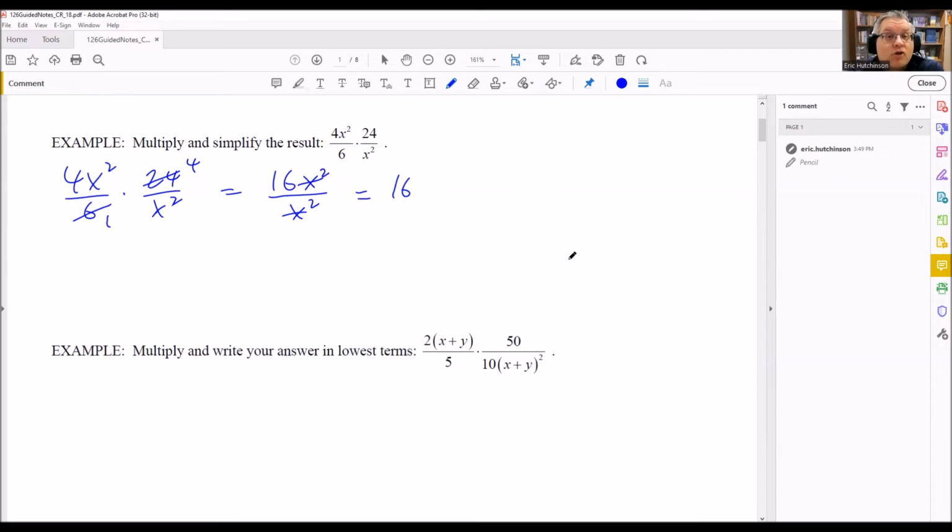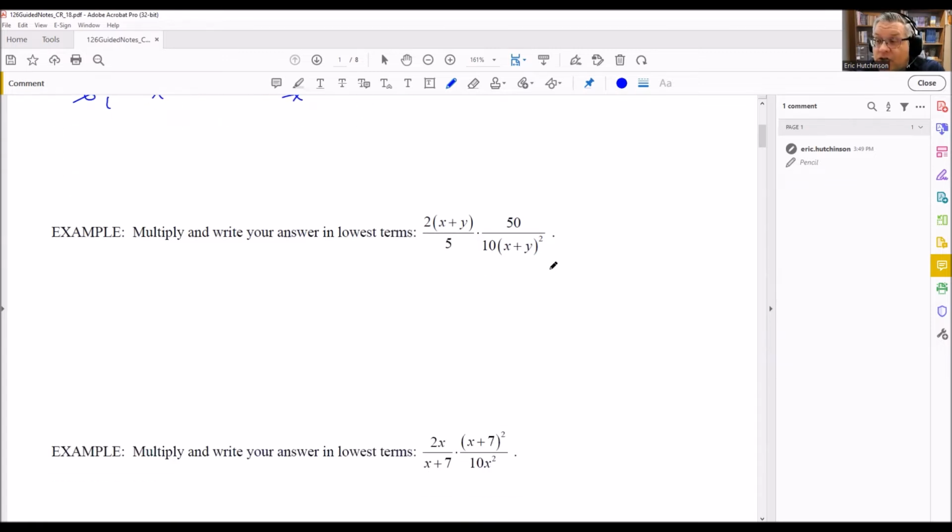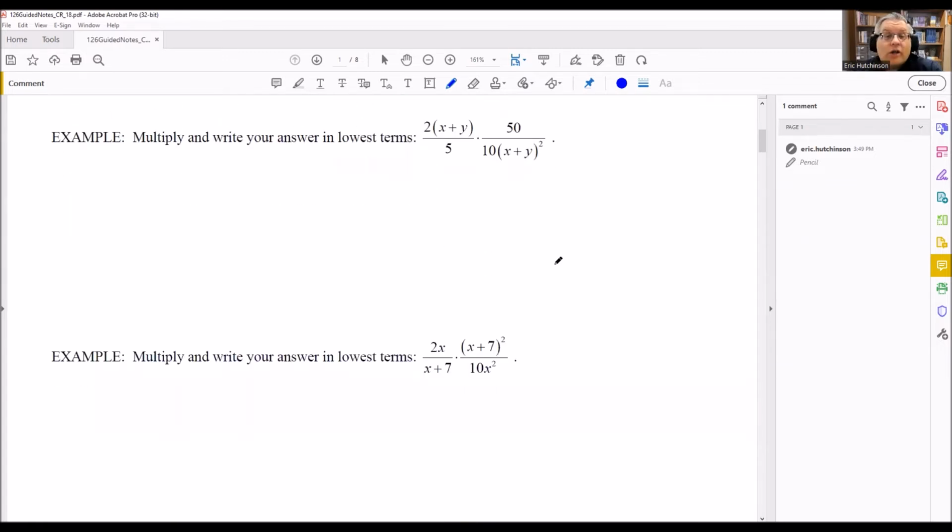But sometimes the numbers are small enough to where we could just multiply across the top and across the bottom and just reduce one time at the end. And that's what I'm going to do on this next problem here. On this next one, if we multiply that, we can do 2 times 50 is going to be 100. So 100 we have times x plus y. And on the bottom, if we multiply that, it's going to be 50 times (x plus y) squared. So for this, we can divide 100 divided by 50. 50 divided by itself is 1. 100 divided by 50 is 2.